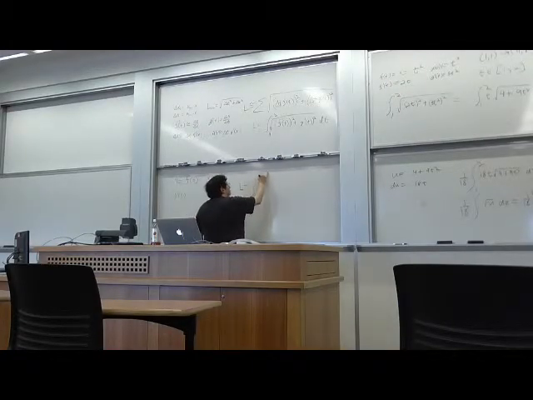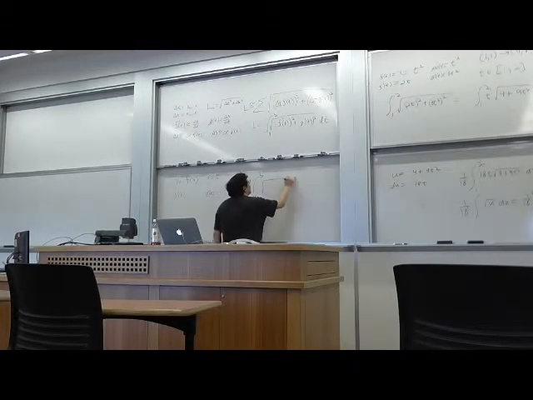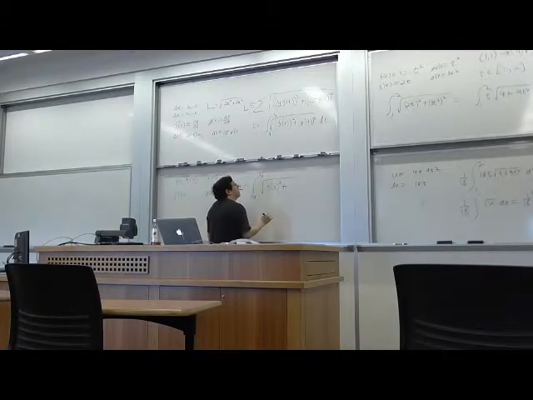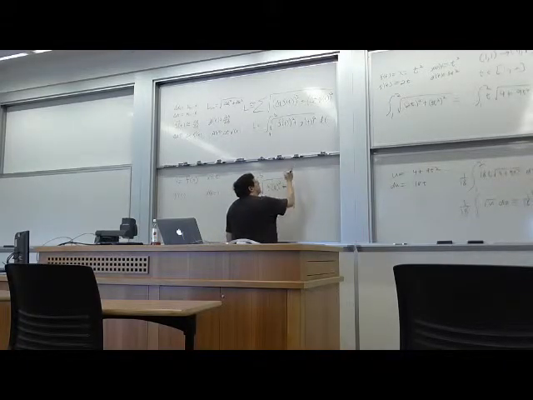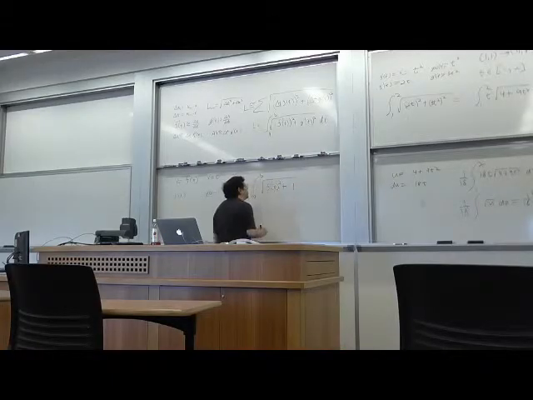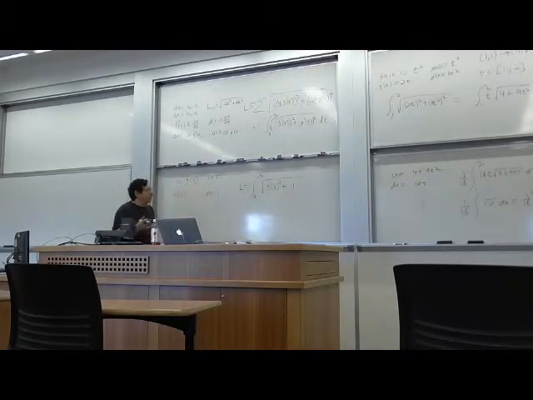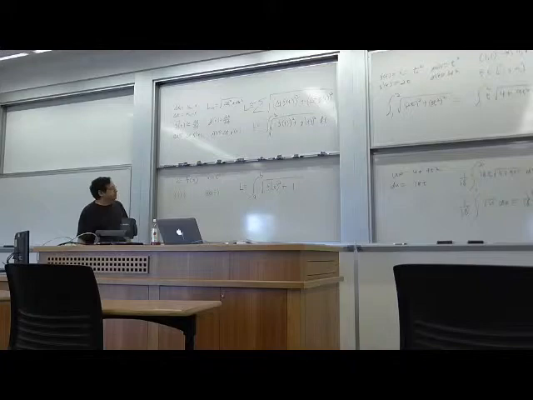So again, integral from a to b, square root. But now we can just differentiate with respect to x here. And g prime of t, or x, is just 1. So now our formula is a little simpler.